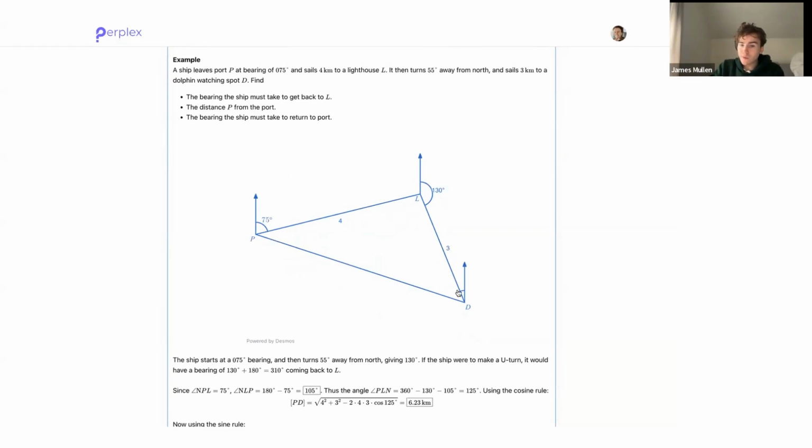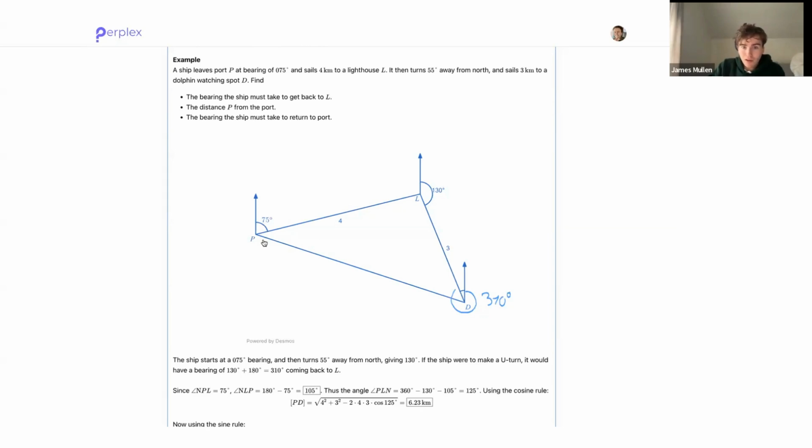I sail 3 kilometers to D, and then I do a U-turn, okay? And doing a U-turn means adding 180. So I take a 310-degree bearing. This is 310 degrees to get back to L, all right?